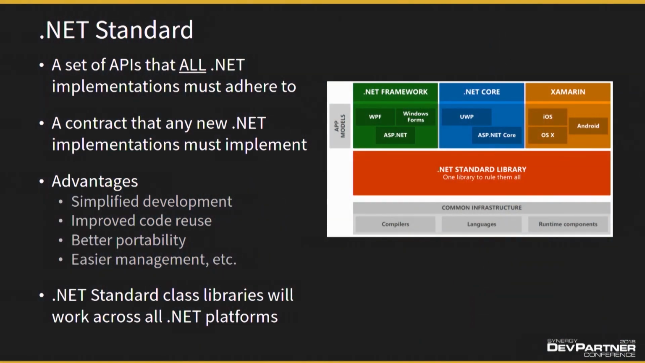So it can really give you better portability, better code reuse, and easier management when you are dealing with cross-platform developments in the .NET world. So a .NET Standard class library is guaranteed to work on any implementation of .NET, be it Framework, be it .NET Core, be it Xamarin, be it Mono. This stuff will work across all of those platforms.